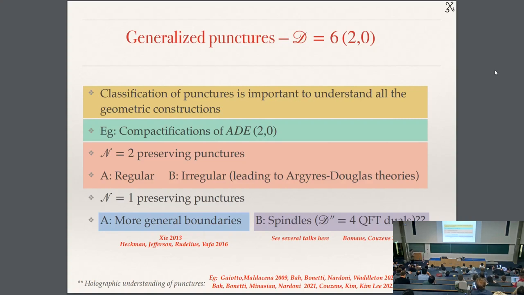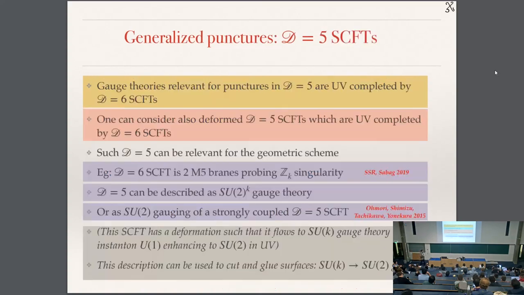However, there should also be a much richer zoo of punctures which will preserve less supersymmetry, and these were much less studied. So there are works, this is a very, very partial list of papers related to these works, and there are conjectures that relate the recent constructions of spindles also to these new types of punctures in (2,0) theories.